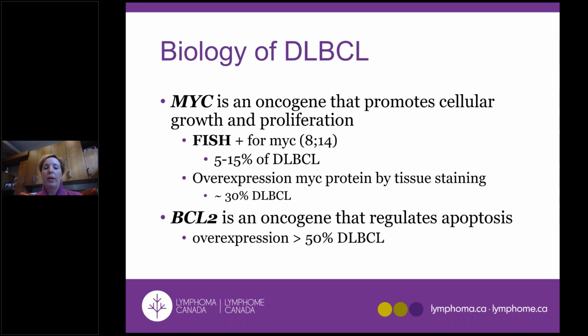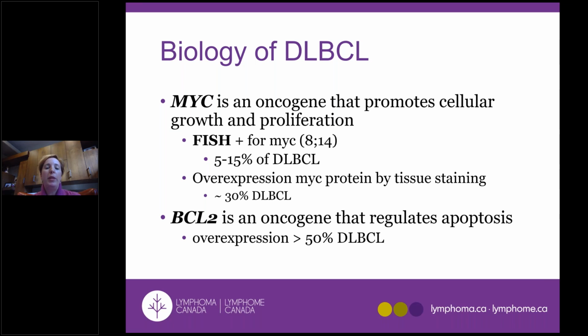oncogenes, one called MYC, and this is an oncogene that promotes cell growth as well as proliferation, meaning making copies of itself. It's also an important oncogene that can lead to resistance to chemotherapy. There's two ways that we look for MYC. One is by using a special test called FISH, which is where we're probing for a specific translocation, meaning two parts of two genes coming together that normally are not together. The other way we look for MYC is if the protein is overexpressed in the tissue of the lymphoma.